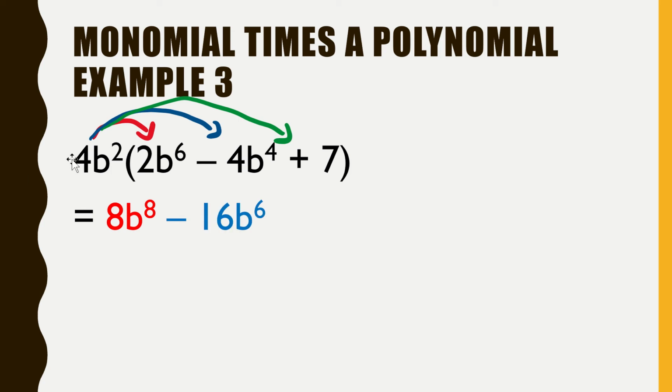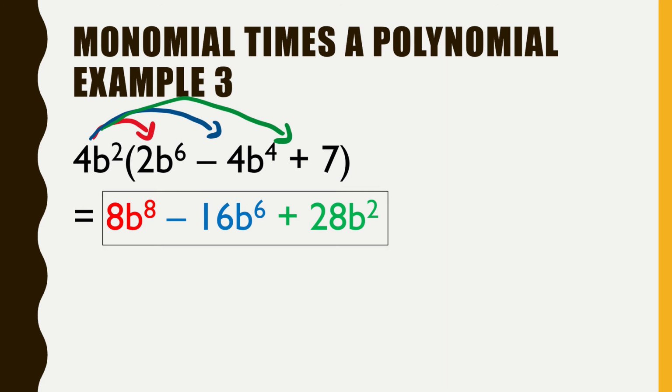In blue here, we have 4 times negative 4, which gives us negative 16, and 2 plus 4 gives us 6. So this is going to be negative 16b to the 6th power. And then finally, we have 4 times 7, which gives us 28. And then this is b squared, and there's no variable here, so we just leave that as b squared, and that is going to be our answer. 8b to the 8th power minus 16b to the 6th plus 28b squared is our full answer.